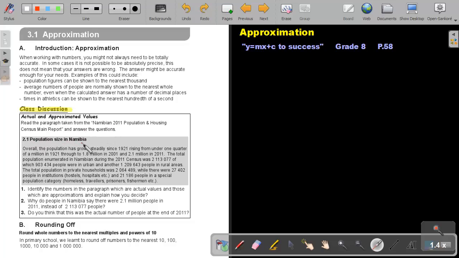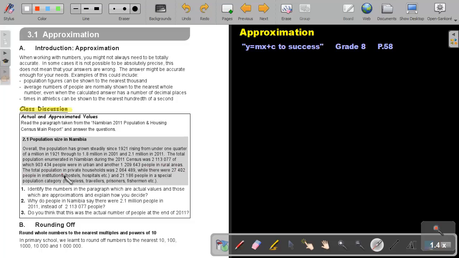Population size in Namibia. Overall, the population has grown steadily since 1921, rising from under 250,000 in 1921 through to 1.8 million in 2001 and 2.1 million in 2011. The total population enumerated in Namibia during the 2011 census was 2113077, of which 903,434 people were in urban and another 1209643 people in rural areas.